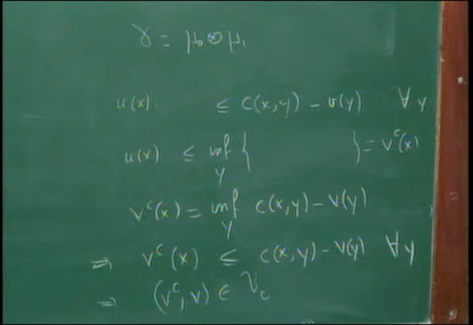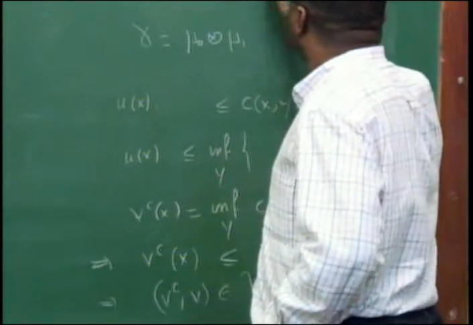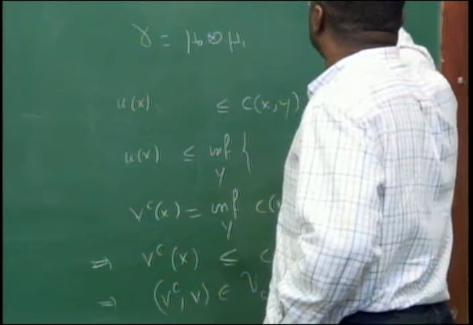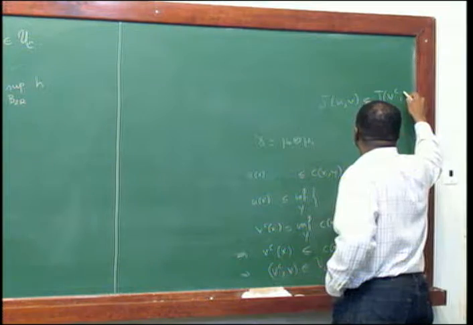So I start with a (u, v). I replace it by (vc, v), which is still in Uc, and vc has a larger value than u. So I can conclude that J of (u, v) is less than J of (vc, v).